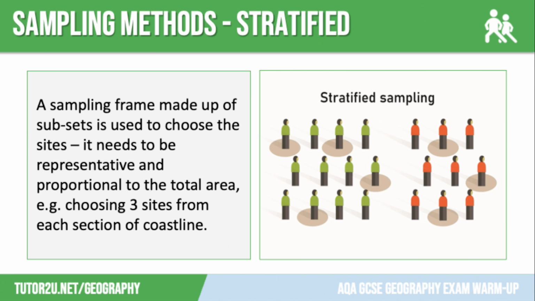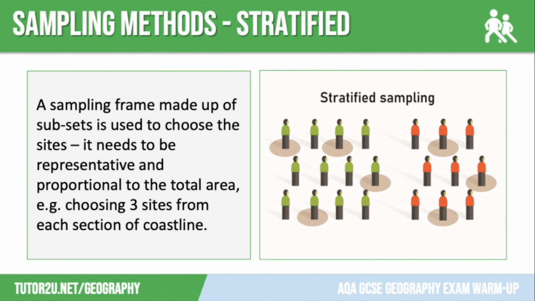And our last sampling technique is stratified sampling. This is where a sampling frame is made up of subsets and is used to choose the sites. It needs to be representative and proportional to the total area, e.g. choosing 3 sites from each section of the coastline.